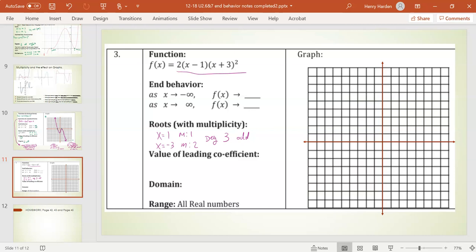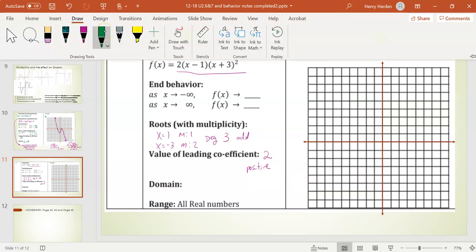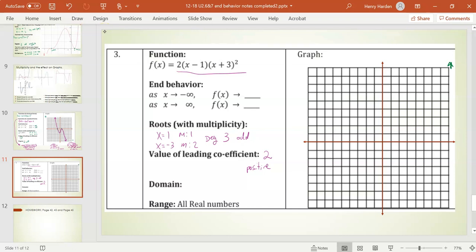Okay, the leading coefficient, the value of that is 2, and it's positive. So that automatically lets me know when I sketch this, I got an arrow pointing up on this side, arrow pointing down on this side. Okay, if the degree is odd, the arrows point in opposite directions. Positive leading coefficient tells me that the right side points up.